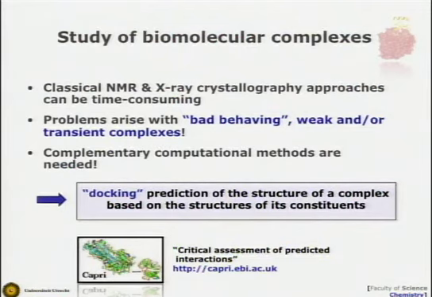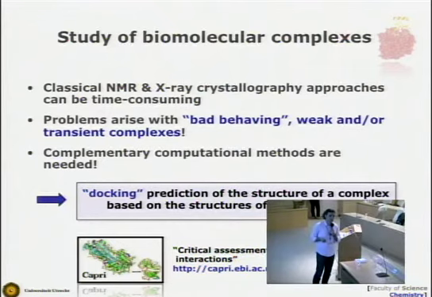So docking is really the prediction of the structure of a complex based on the structure of its constituents. And if you are interested, there is a worldwide experiment where we are measuring the state of the art in docking. So where are we standing? Groups worldwide are participating in this experiment and trying to predict the structure of complexes. There's also a lot of work in bioinformatic predictions of interactions, and there are groups here at Academia Sinica who are also very active in this field.